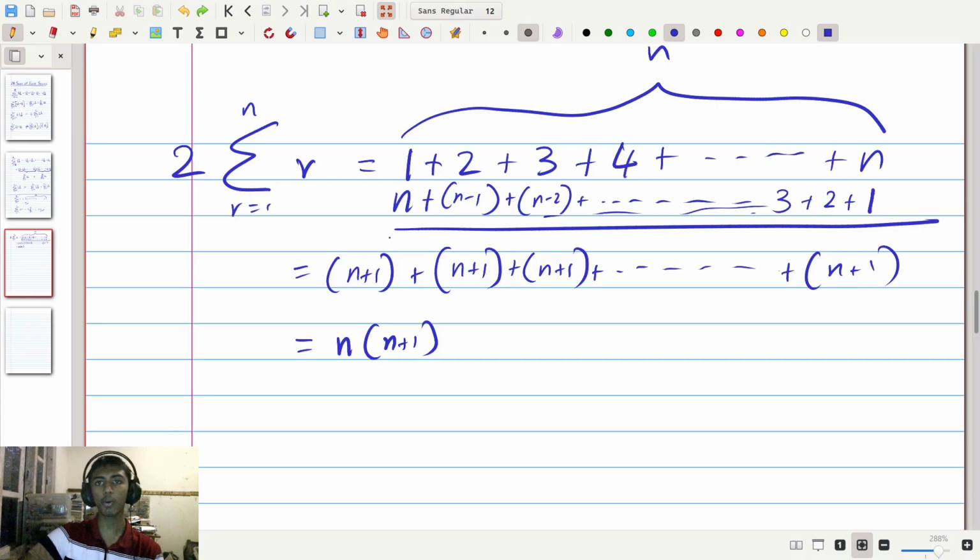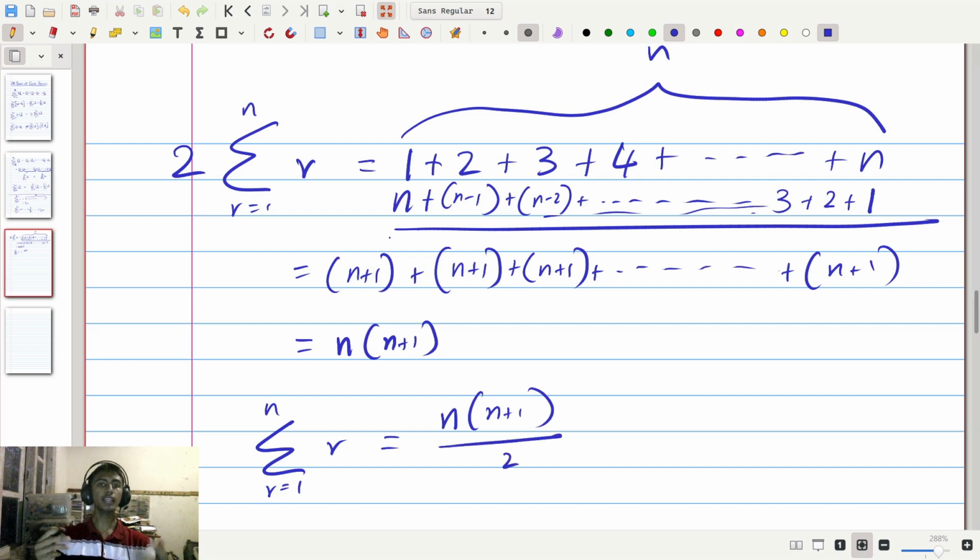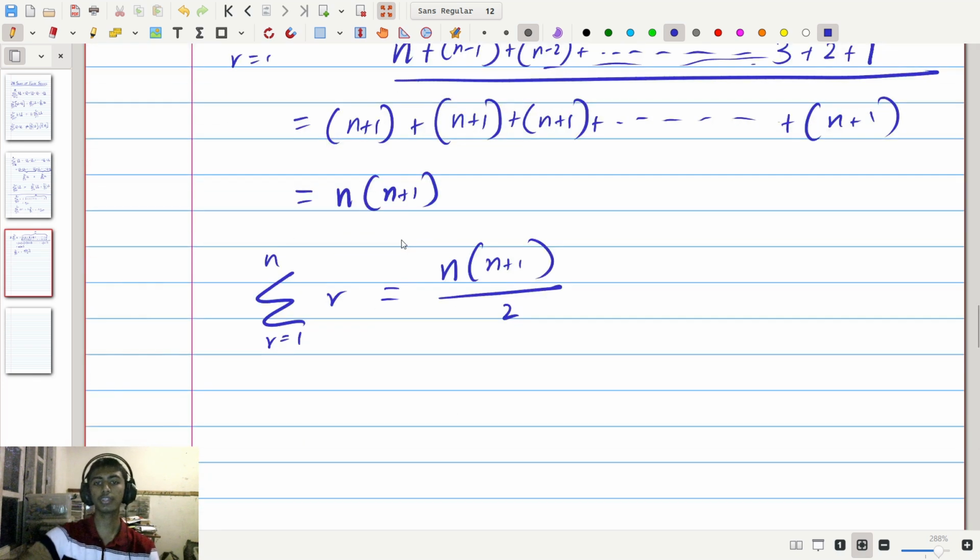Therefore, we can divide both sides by 2 and say that the sum from r equals 1 up to n of r is simply n times n plus 1 divided by 2. This is a very common result in mathematics. We get it all the time. We use it all the time in summations. It's very useful. It was proven by Gauss.